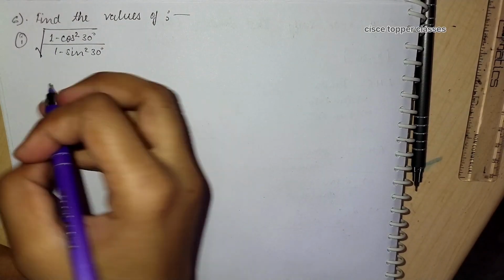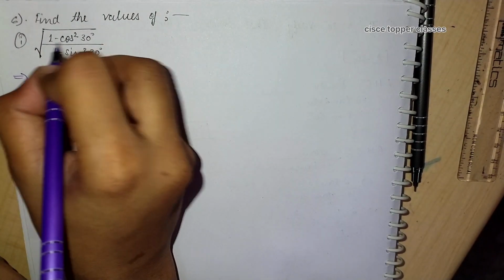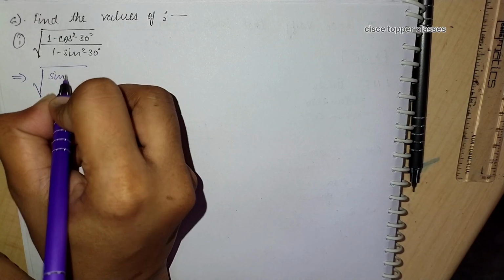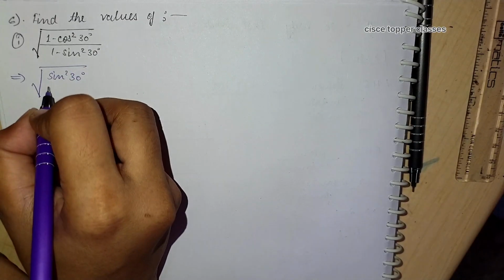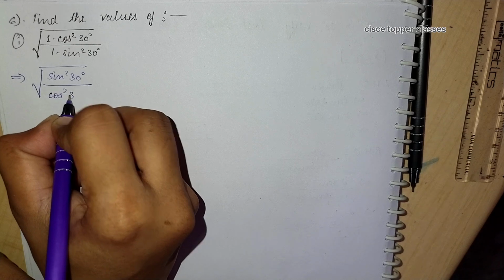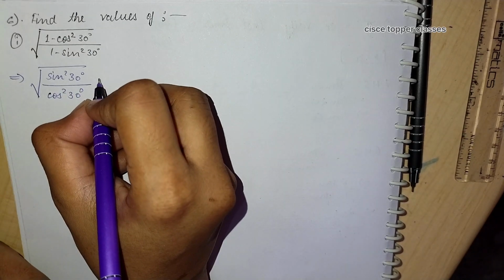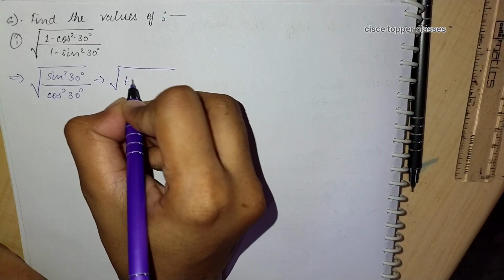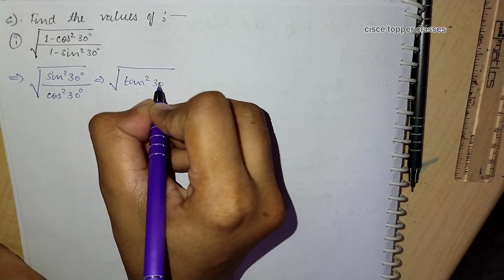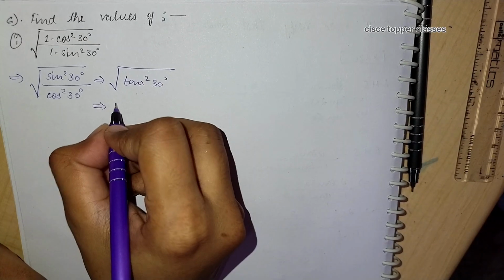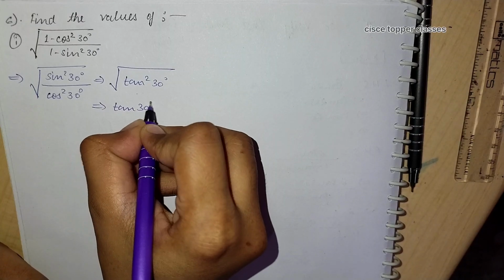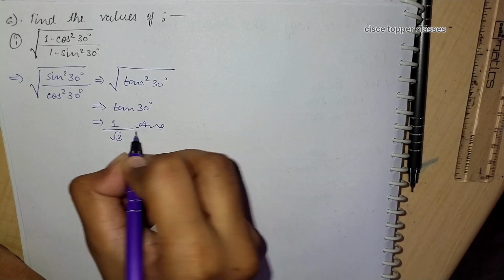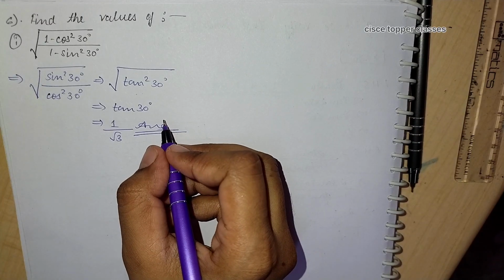Solve here question number 6, first part. So on writing this, 1 minus cos square 30, we can write it as sin square 30, and 1 minus sin square 30 we can write as cos square 30. So on writing it, we can write this as under root of tan square 30. So if we have taken the under root, it will be tan 30. And tan 30, we know that 1 by under root 3 is the answer in this question from this. So this is the answer of 6 first part.